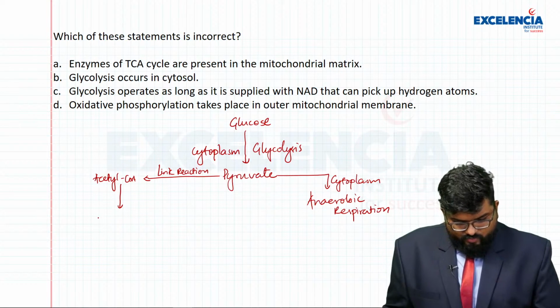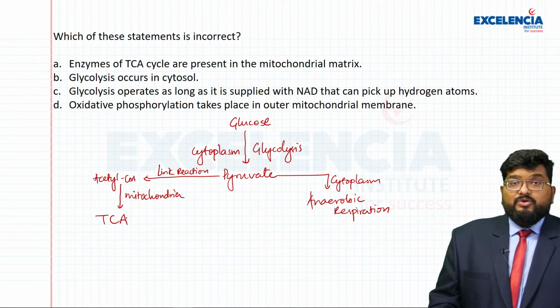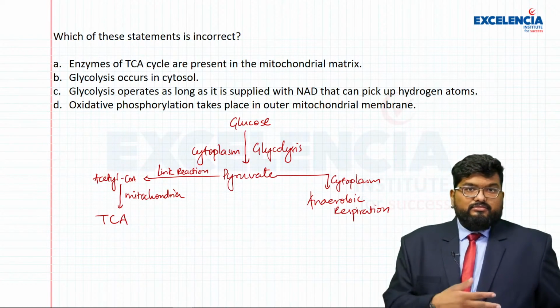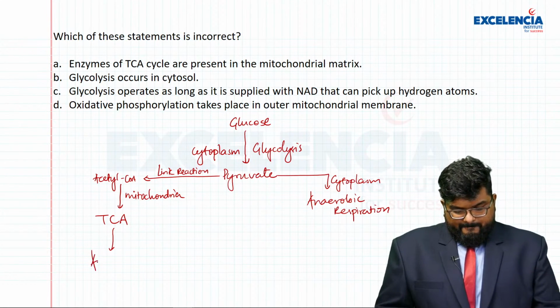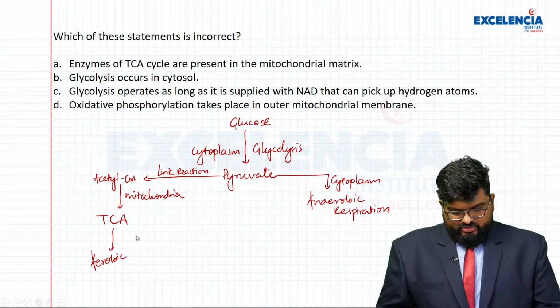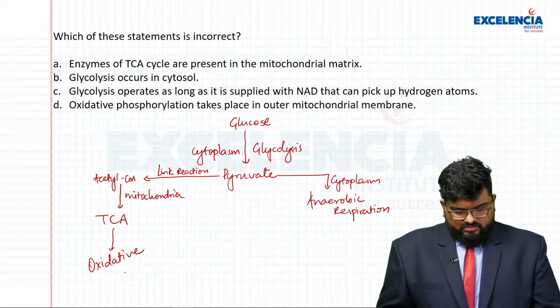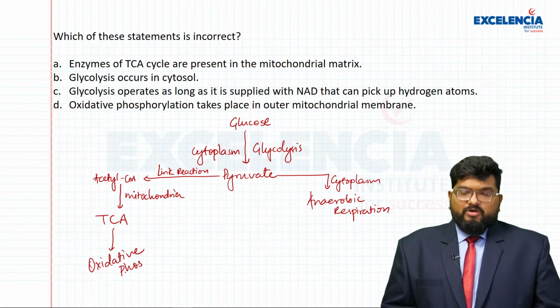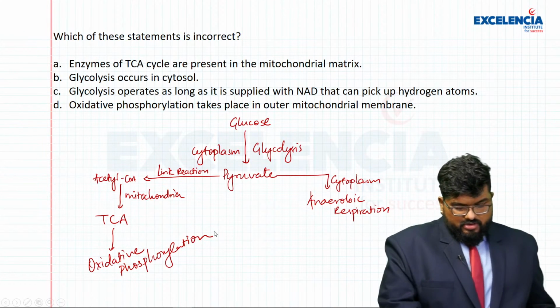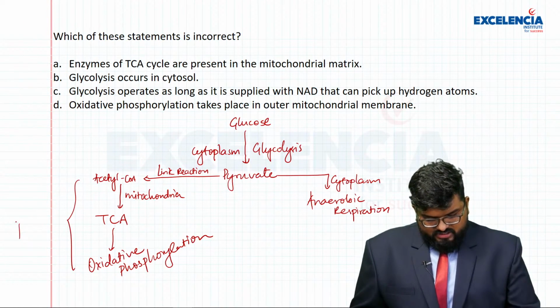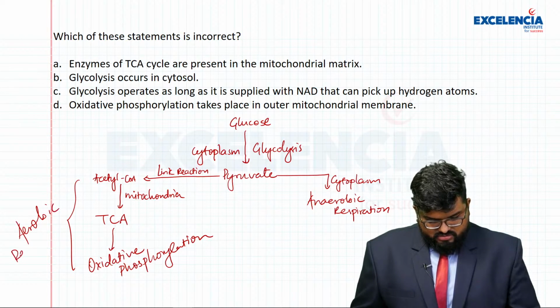This acetyl-CoA moves into the mitochondria and undergoes the tricarboxylic acid cycle, or the TCA cycle, or the citric acid cycle, or Krebs cycle. All names, look out for them. And ultimately undergoes aerobic respiration. After TCA, there is oxidative phosphorylation, which is also called terminal oxidation. So this entire process will be aerobic respiration.